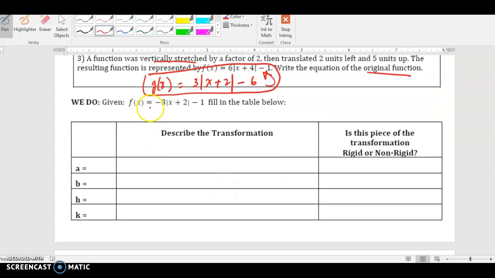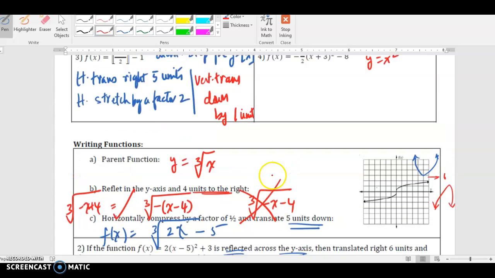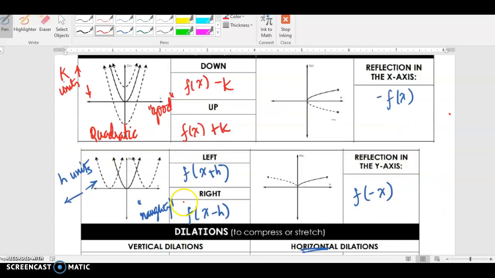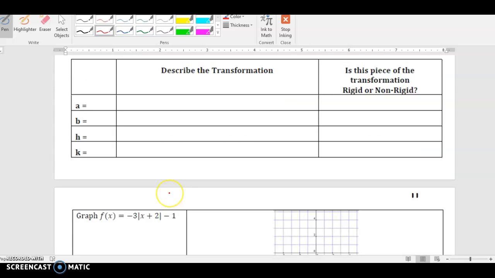Okay, so he is asking you to use this function's definition to answer the questions below. So rigid or non-rigid? There is an explanation for rigid, non-rigid here. Rigid transformation changes position or orientation of a function. Translations and reflections are rigid transformations. They are not actually changing the shape of the graph, but just the position or orientation. Non-rigid transformations distort the shape by changing its size. So dilations are non-rigid transformations. So you have to answer accordingly. So I would leave this to you.